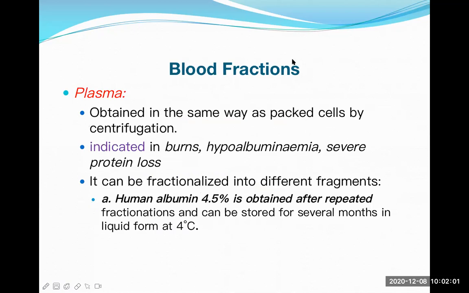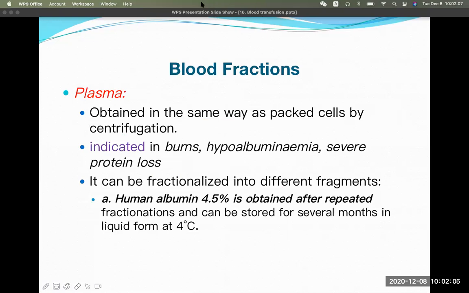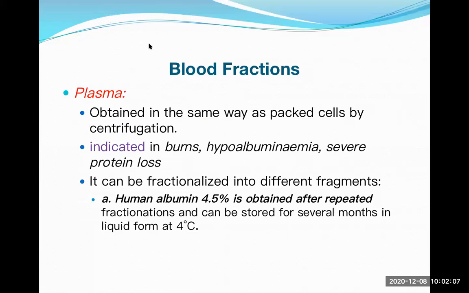Now, another type of blood fraction is plasma. Now, this is an important one. Plasma is also obtained in the same way as packed cells, by centrifugation. And plasma is indicated in burns, hypoalbuminemia, and severe protein loss. Now, why are they indicated in this situation? What does this plasma have? Yes?